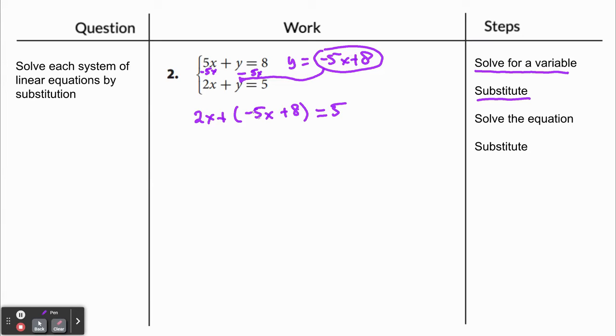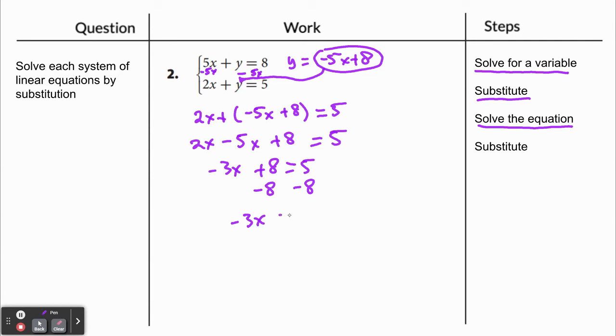Now I'm just going to solve for x. So now I'm solving the equation. In this case, I'm solving it for x. So this is 2x plus a negative 5x. So that's like saying minus 5x plus 8 equals 5. So now I'm just solving: 2x minus 5x is negative 3x plus 8 equals 5. I'm going to subtract 8 from both sides, which gives me negative 3x equals negative 3. Divide both sides by negative 3, and I get x is equal to 1.